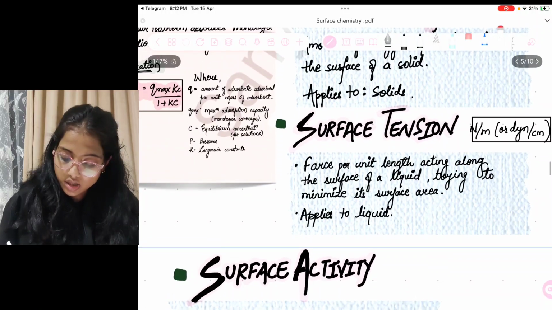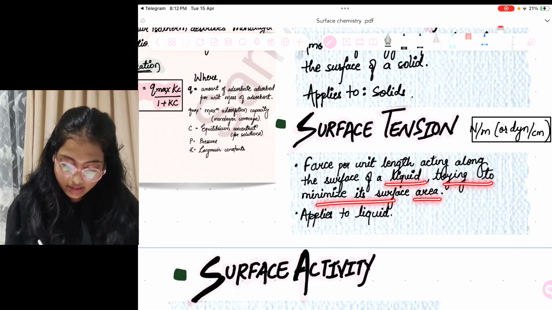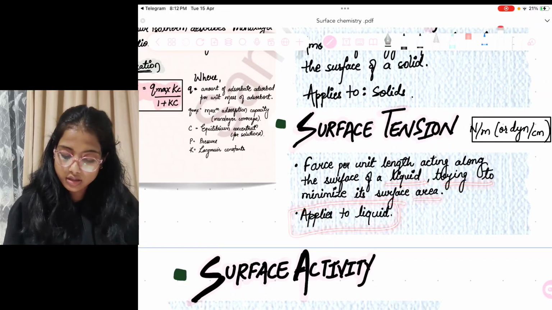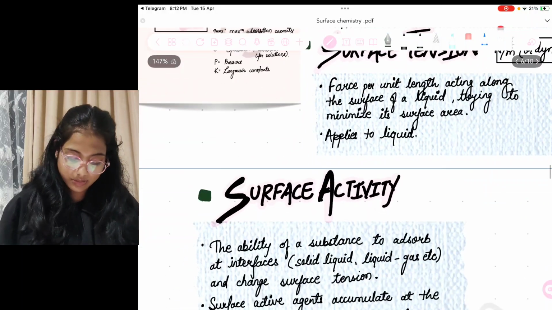Surface tension will be force per unit length acting along the surface of a liquid, trying to minimize its surface area. It is applied to liquid, and the unit will be Newton per meter or dyne per centimeter.